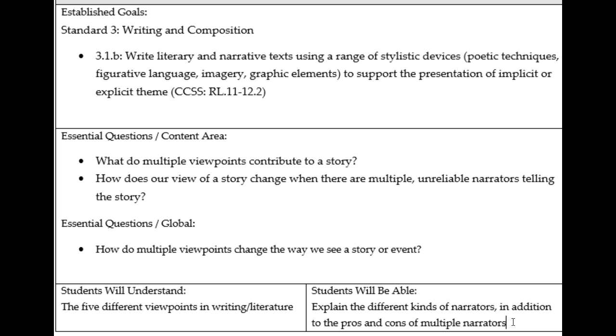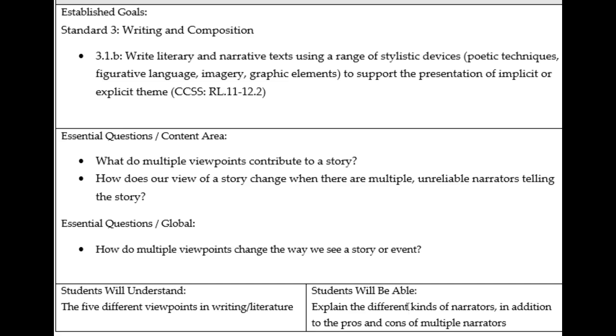But two, make sure that your objectives align to your evidence outcome. Your evidence outcome says, write a literary narrative text. And I see at the bottom you have them rewriting a paragraph. So there you go. But your objective just says explain the different kinds of narrators. You might actually need two objectives here.